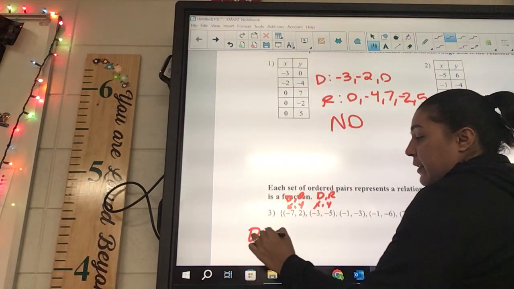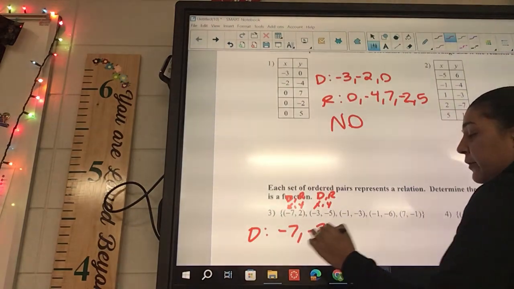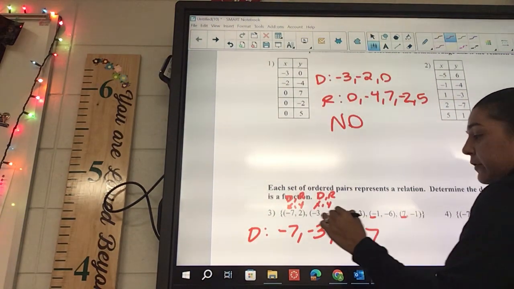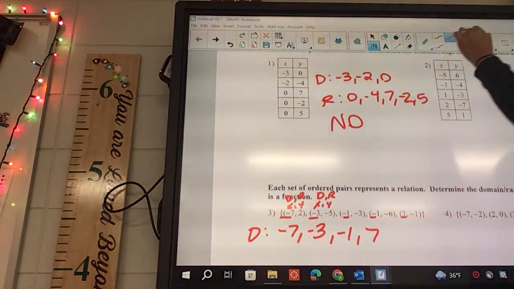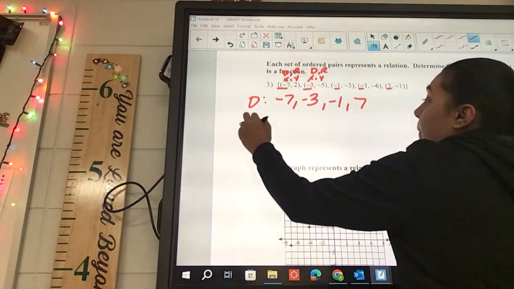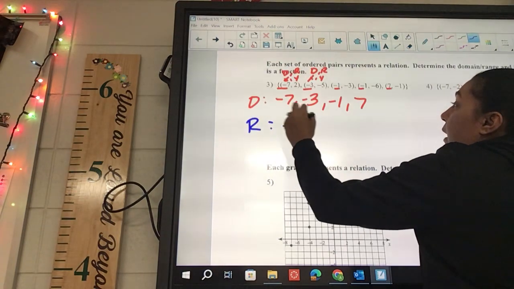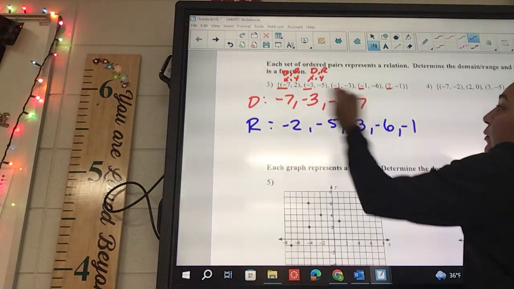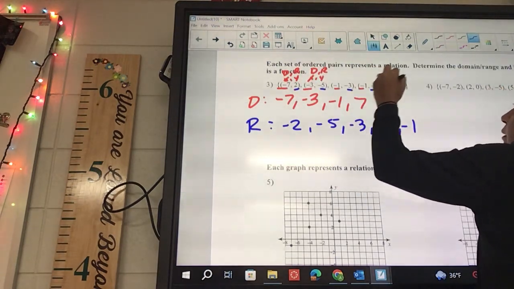Okay, so the domain is going to be -7, -3, -1, and 7. Okay, so it's all these first ones. Okay, for the range, it's going to be -2, -2, -5, -3, -6, and -1. So all of these ones.